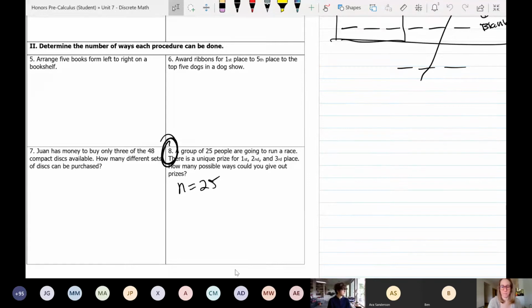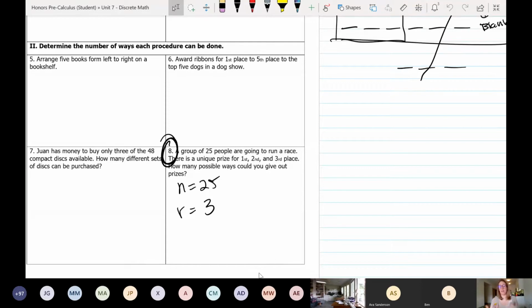Okay. All right, so it says there's a unique prize for first, second, and third place. So we only care about first, second, and third. So our R value is 3. We only care about the top 3 people. Then it wants to know how many possible ways you could give out prizes.